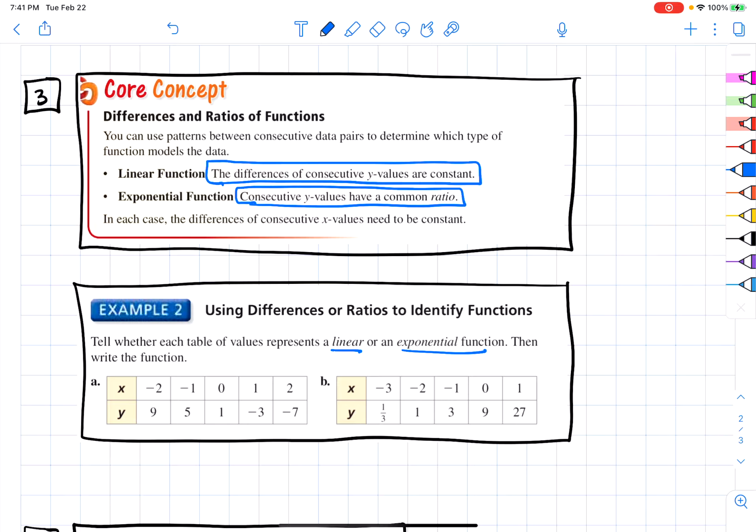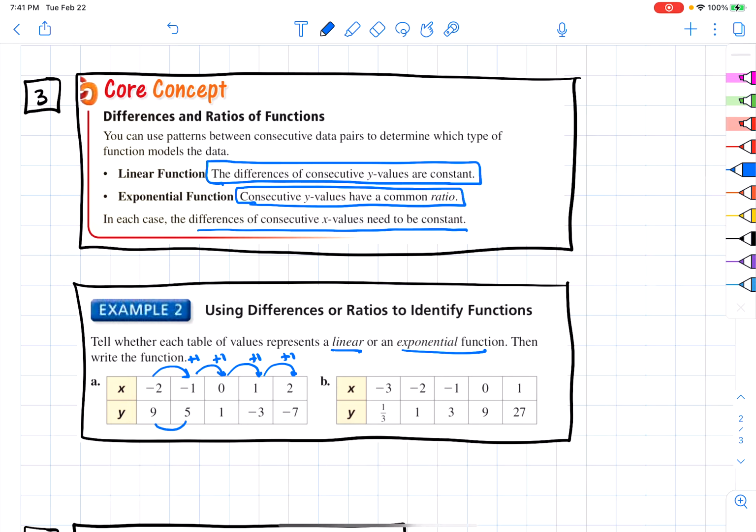It says here, so I'm going from -2 to -1. That's a +1 difference. Moving along, that's a +1 difference from -1 to 0. From 0 to 1, that's a +1 difference. From 1 to 2, that's a +1 difference. So the difference of consecutive x values needs to be constant. That's what that means. So right now, so far in this example, it is constant.